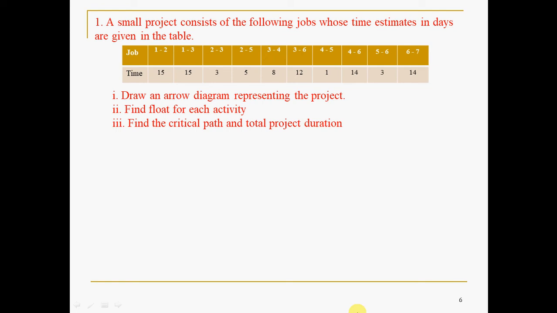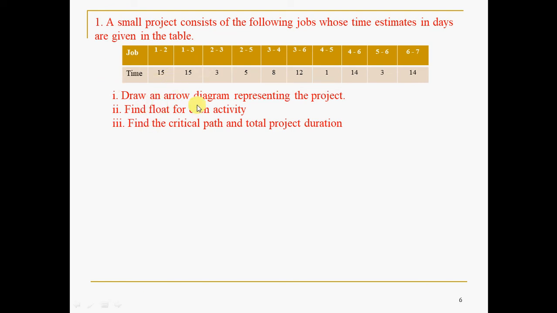How to understand this as a CPM problem? In the theory we discussed that CPM is a single time estimate technique. Here, for 1 to 2, only one time estimate is given, so it is deterministic in nature. 1 to 3, 15; 2 to 3, 3; 2 to 5, 5. The three time estimate technique we will discuss later. We are discussing CPM, so let us confine our discussion to CPM, which is a single time estimate technique.